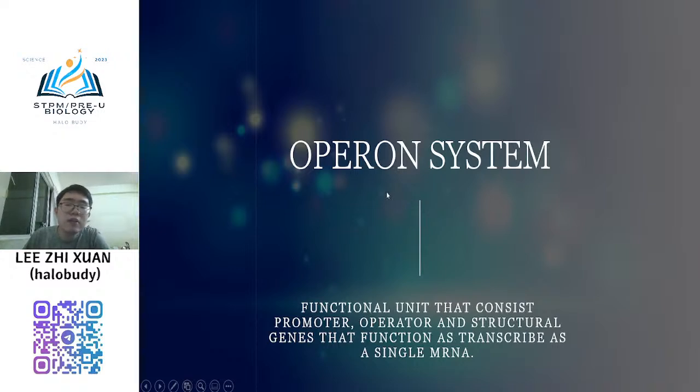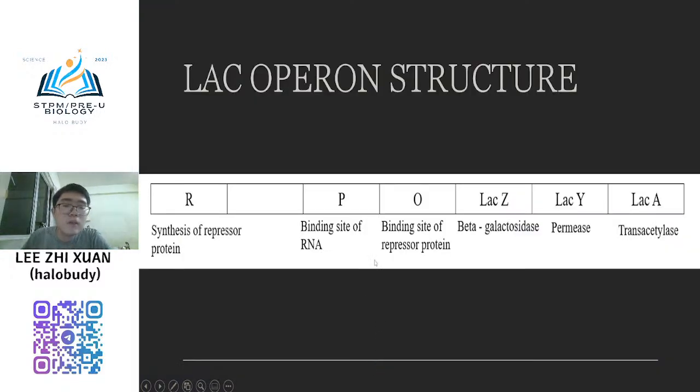Okay, so what is the operon system? The operon system is a functional unit that consists of a promoter, operator, and structural genes that are transcribed as a single mRNA. So it is one functional unit containing a promoter, operator, and structural genes. This is an example of an operon system, the lac operon system, the one that we learn. In our syllabus, we just learn one system only.